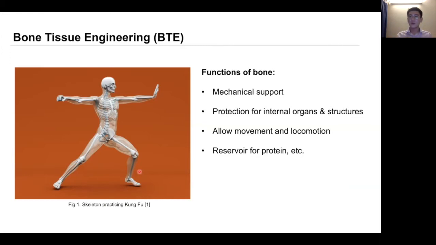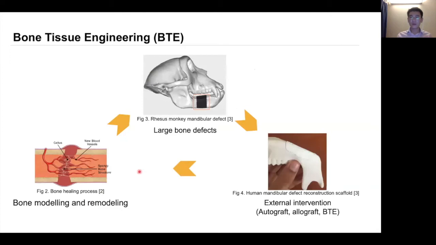And as of now, I'm doing all these hand gestures, all thanks to the bone that allows the movement of our body, etc., etc. As bone is so critical, nature has designed it in such a way that it's going through a constant modeling and remodeling process to keep the bone fresh, strong, and adaptive to the environment.